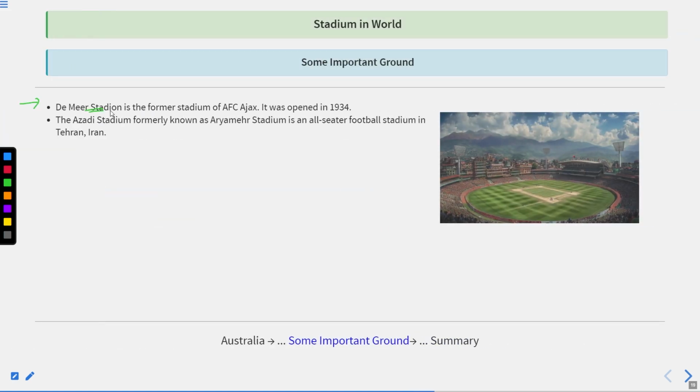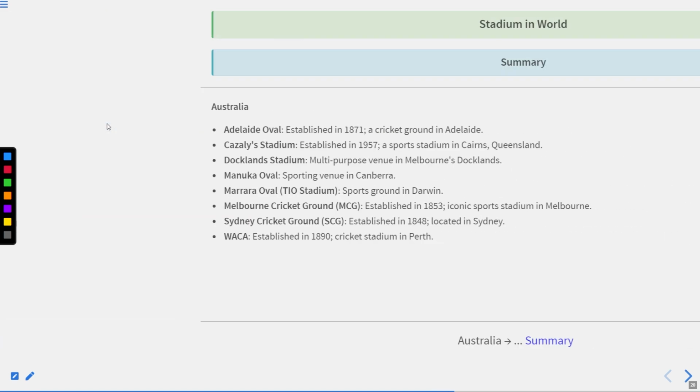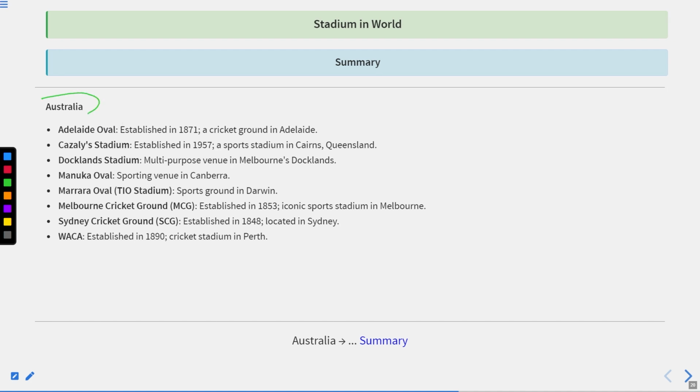The Mir Stadium, former stadium of AFC Azak, opened in 1934. Azadi Stadium, formerly known as Aryamehr Stadium, is an all-seater football stadium in Tehran, Iran. So we have finished the topics. Now it's the part for summary.